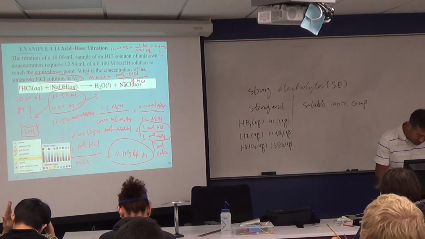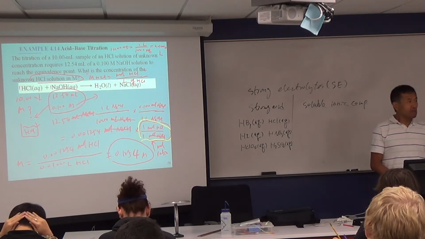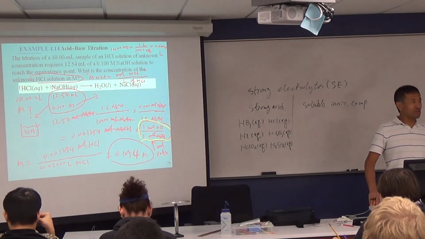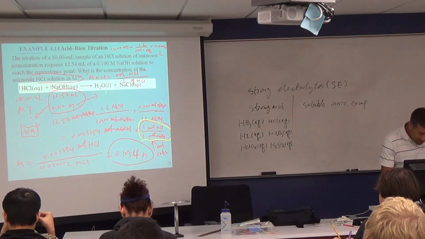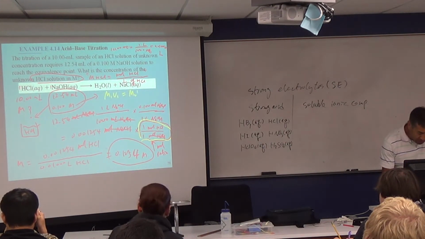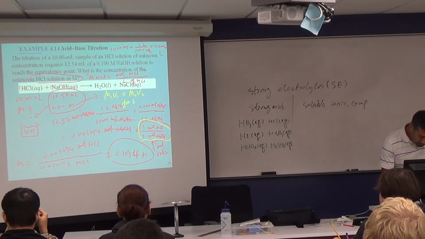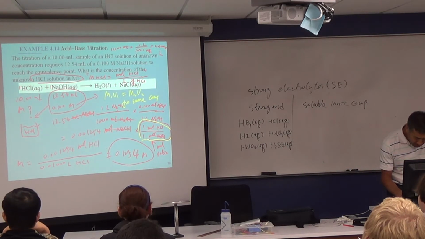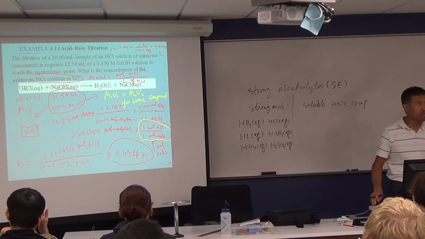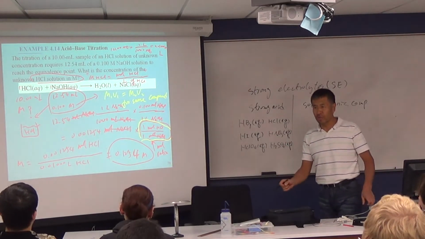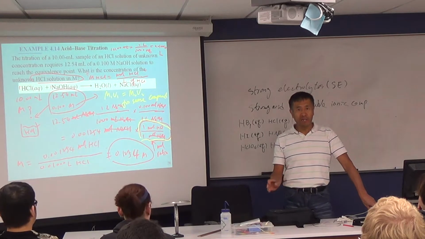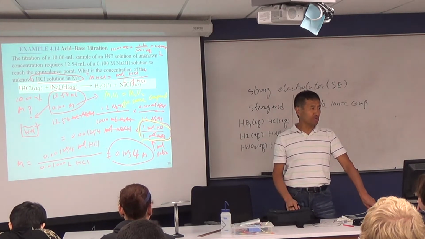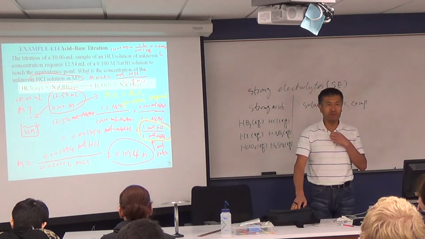Let me change the color. You can say very, very important. And in this example you have the 1-to-1 ratio. So if you use M1V1 and M2V2, you will get the same answer. But in general, M1V1 equals M2V2 is for the same compound. For example, you dilute an HCl solution, you call that M1 and V1, and then you get a new concentration for the HCl, which you call M2 and V2.